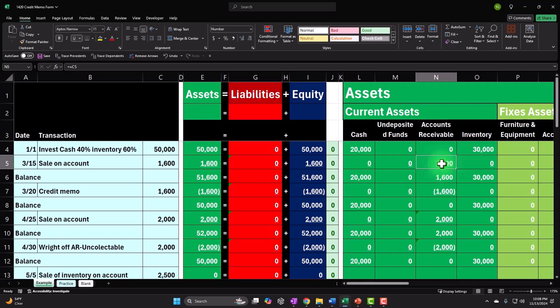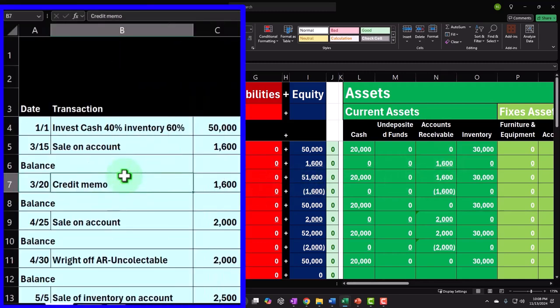Now, if there was a return of inventory, we also have inventory that we have to deal with. And the question is, is that inventory still good? Do I need to put it back on the books as inventory, or is it basically written off and we're not going to get the inventory back, right?